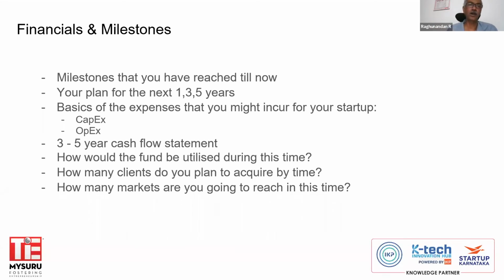OpEx are all your day-to-day expenditures, expenditures which will keep recurring. For example, let's say you are going to take a building on rent. That becomes an OpEx because you pay that rent every year, every month. It could be an electricity bill. Paying for your electricity is an OpEx. Paying salaries to manpower is OpEx. Paying maintenance charges. Anything which is a recurring expenditure will come under OpEx.